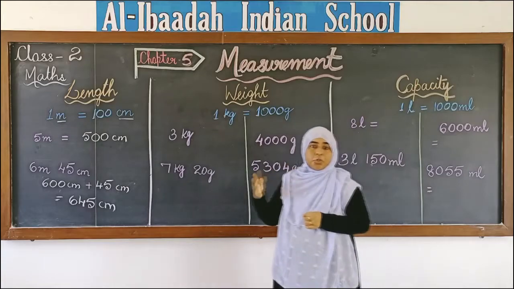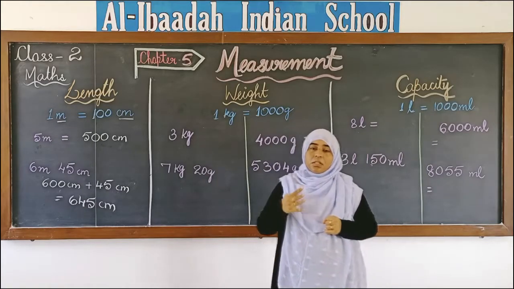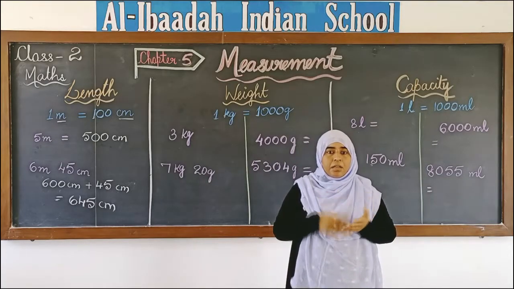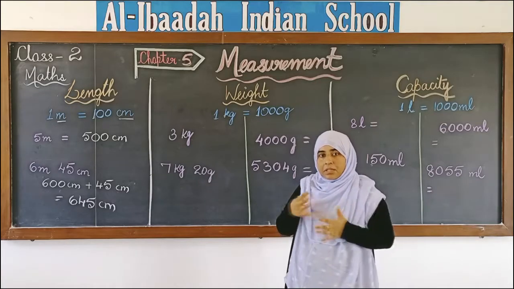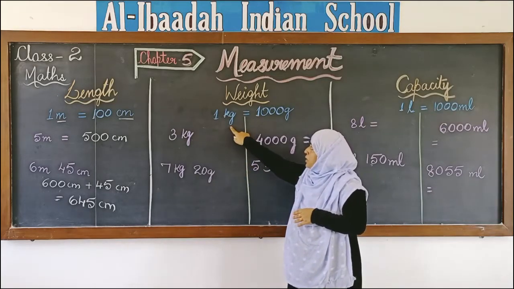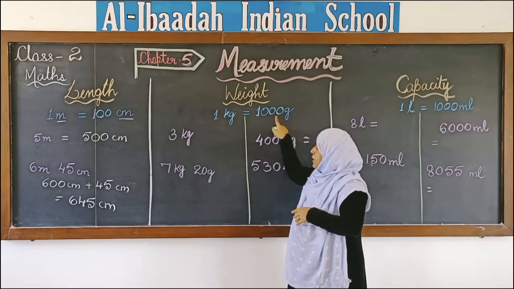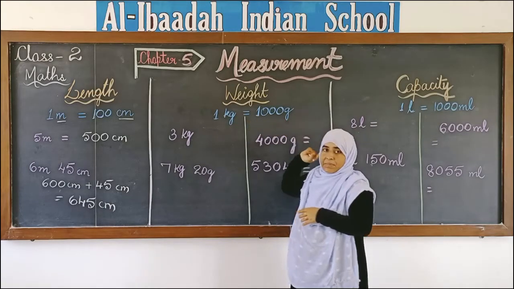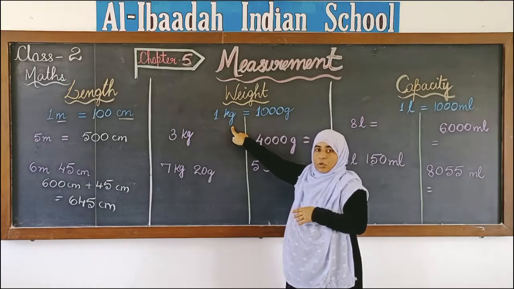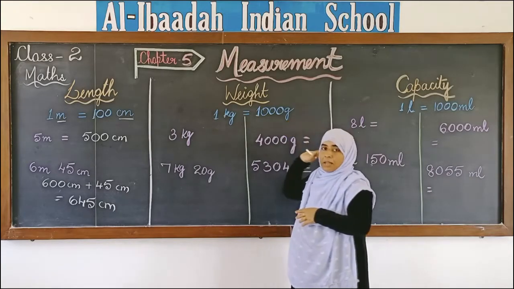There are many other units that we use to measure the weight, like milligrams, decagrams and so on, but today we are going to only discuss kilograms and grams. Kg means kilograms, g means grams.